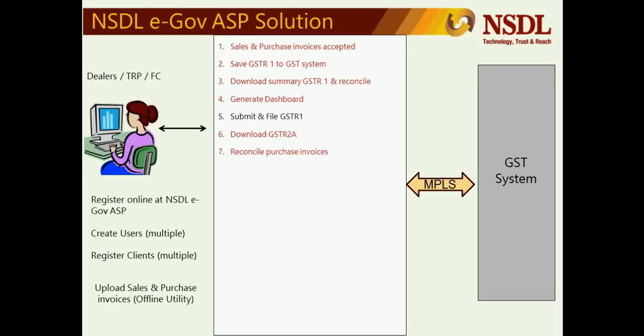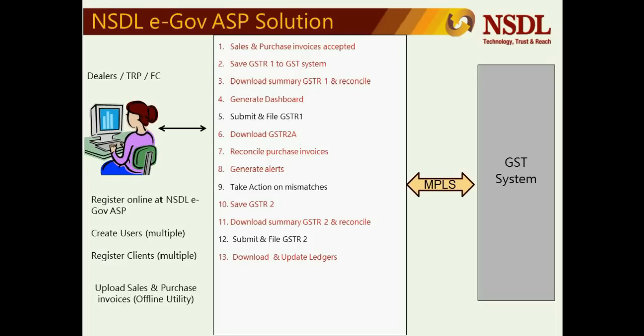After this, the portal will download the GSTR2A. It will reconcile the purchase invoices. It will generate alerts for you as well as for the counterparty for the mismatches. Then you need to come and take action on the mismatches. After this, the portal will save the GSTR2 for you automatically. The portal will download the summary of GSTR2 and reconcile it for you. You need to come to the portal and submit and file the GSTR2 returns.